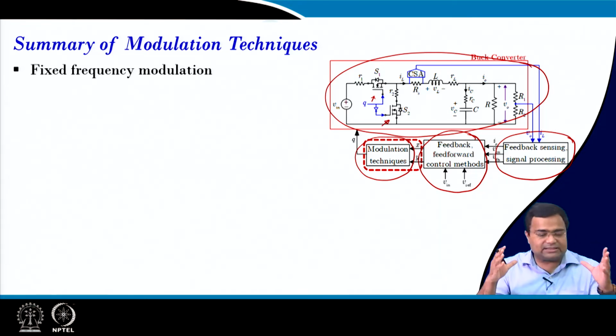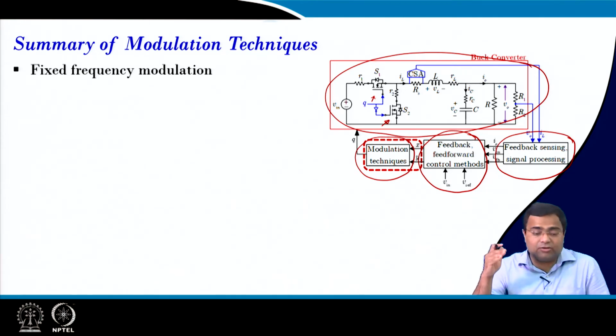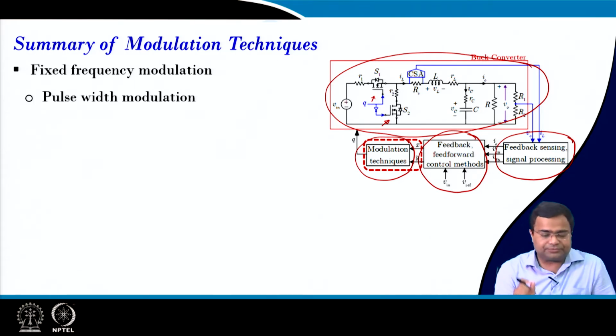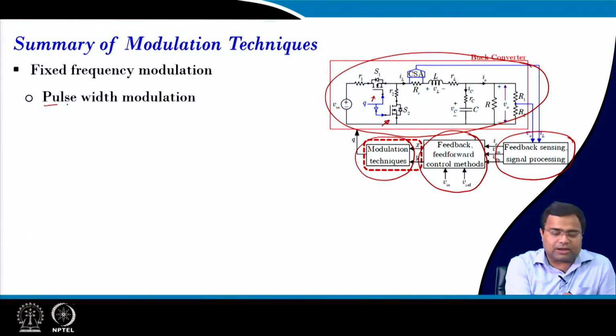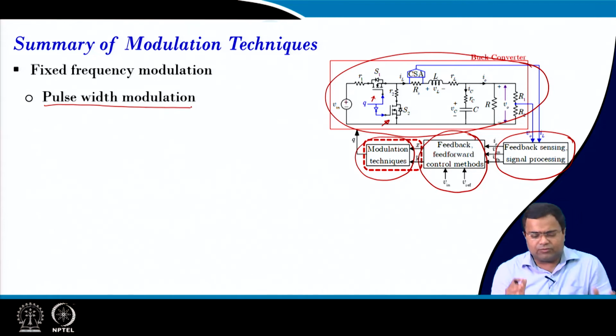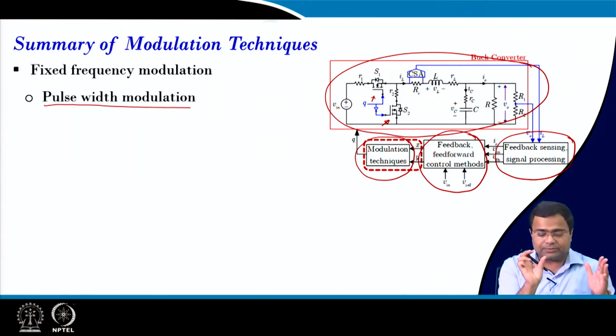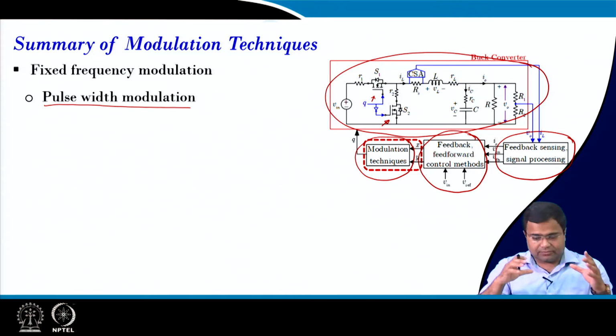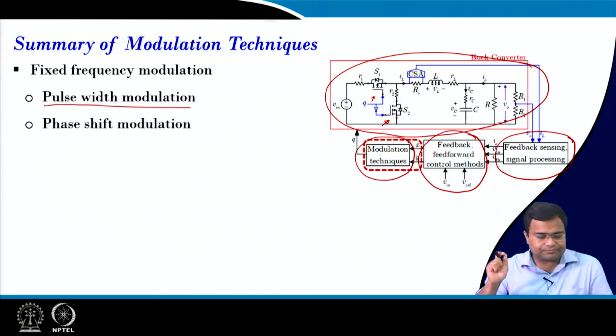This can be achieved either by using a fixed frequency modulation, where the time period will be fixed, and we will adjust the on time, that is the duty ratio. This technique is called pulse width modulation, and we have learned this in the previous course: pulse width modulation means the time period remains fixed, and we adjust the width of the pulse, that is the on time, by means of feedback control.